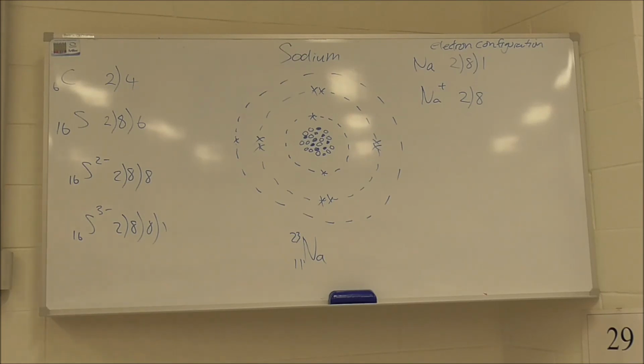And so it's unfavourable for 2 reasons. The first reason is that we don't have a full shell. That outer shell there is not full. And secondly, we actually have to put one in another shell. So you have to create a new, or fill a spot in a new shell, and that is going to require a lot of energy to do that. So it's going to be pretty difficult to make this ion. Not impossible, just difficult.